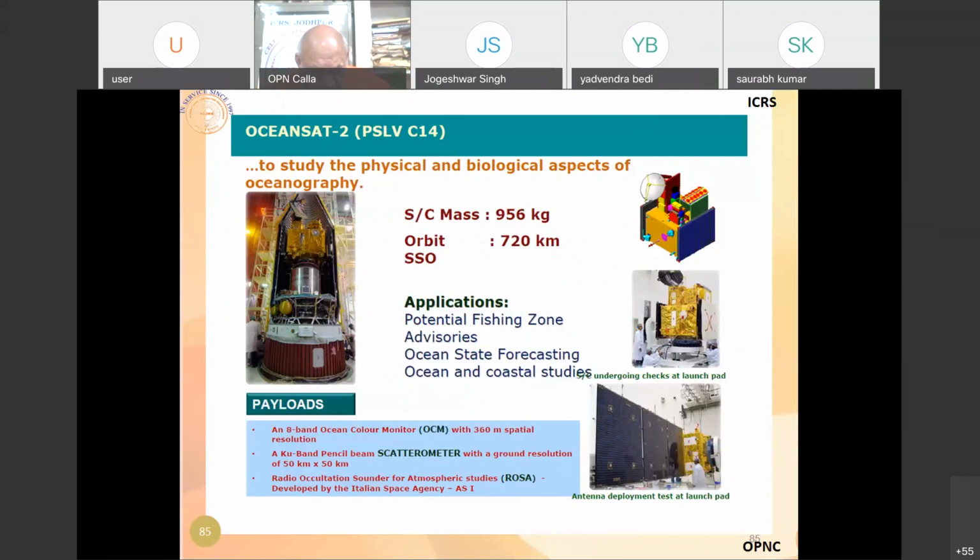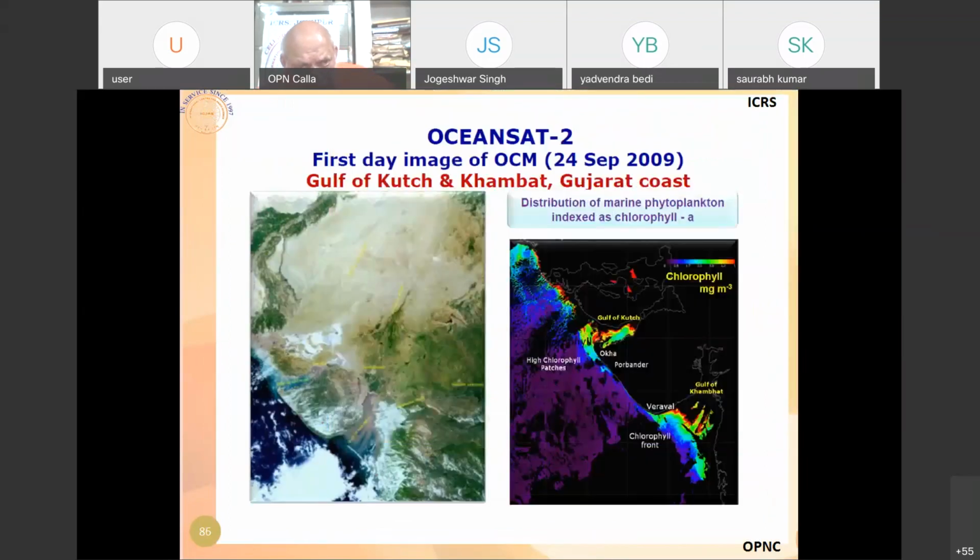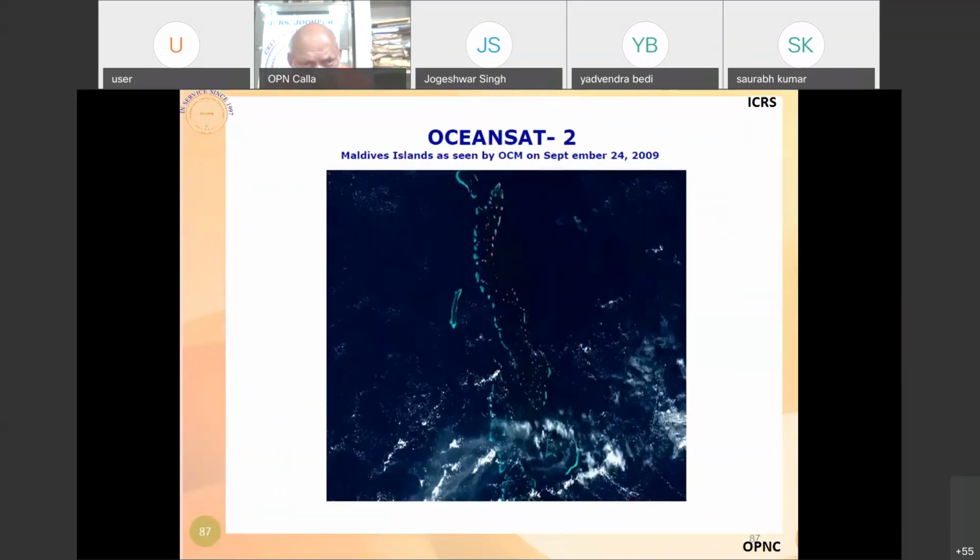As I mentioned, the scanning spectrometer. Then using this Oceansat, the first image, this ocean image, 24 September, the ocean color photograph images of the Gujarat coast. Then also the Maldives, using Oceansat.